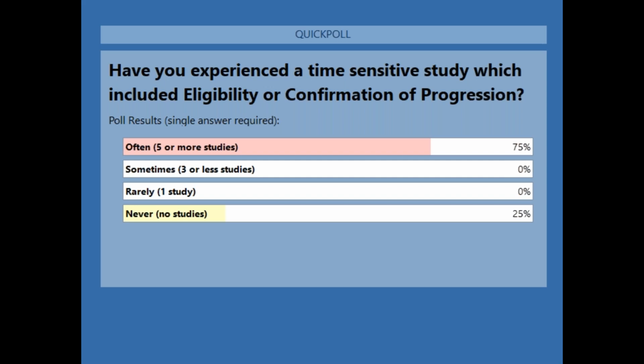So what's interesting about that is you either experienced it or you haven't. So I know in my experience, I've probably done 5 or more studies as well. So it's quite interesting that I would align more with the majority here. But if you've never experienced it, it just means you haven't been in this situation before, and you likely will come upon it at some point. But we will also be providing more information on why you would choose eligibility or confirmation of progression for your study.